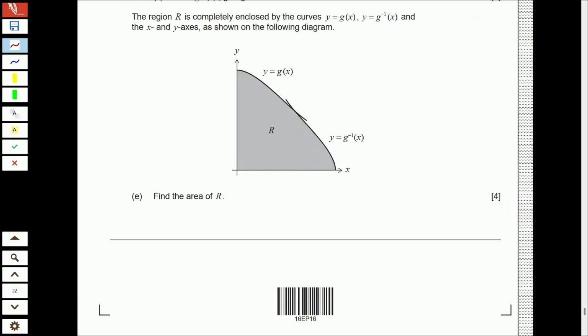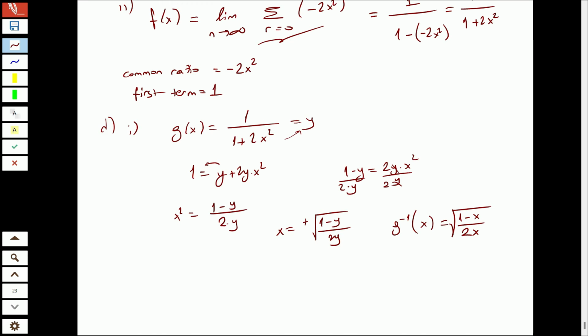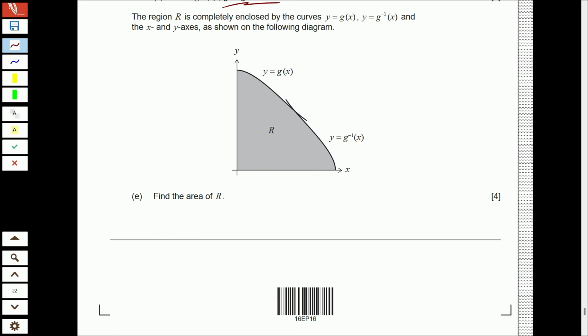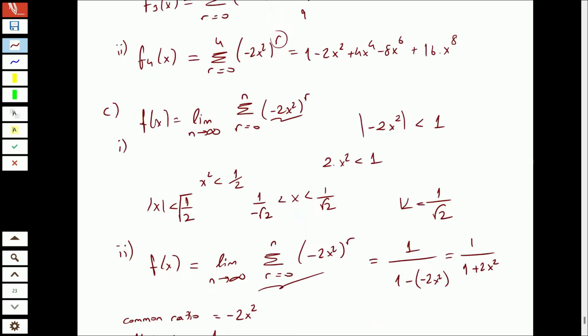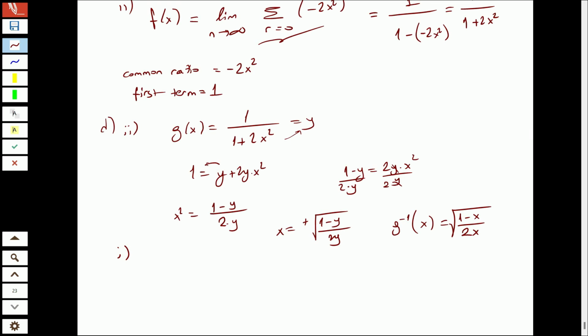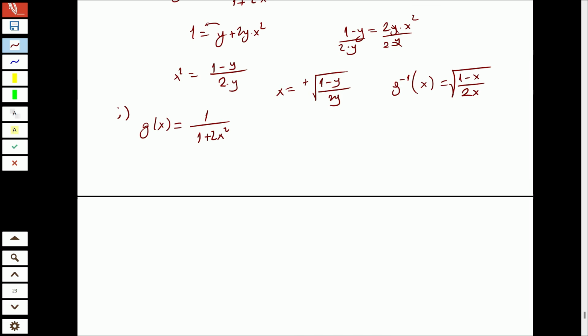Yeah, we found this. At the next question, oh yeah, sorry, we found the second one. This is D2. D1 just asks to justify that that is the inverse of g. So to do that, let me check it. Append one more page.